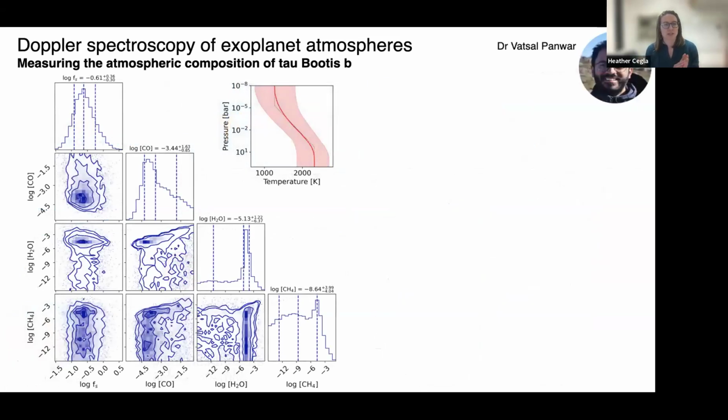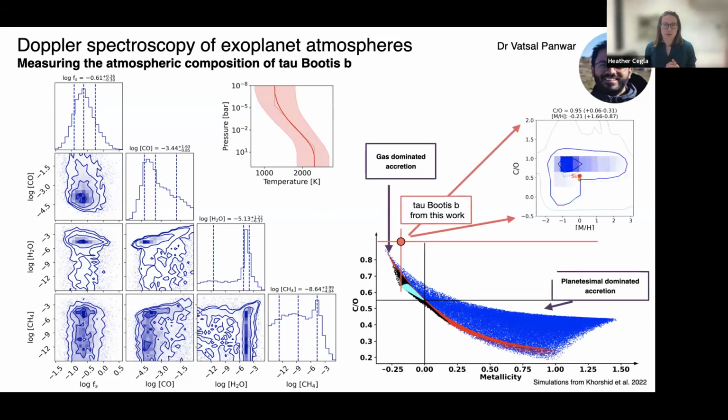Showing you here in the corner plots, you can see it a little bit better. Just highlighting that this particular axis is a scaling factor that is needed because it's a non-transiting planet and we have uncertainty on the radius. This corresponds to a particular temperature-pressure profile for the planet. In this case, we've got a non-inverted profile, so we should be seeing absorption, which is what we see.